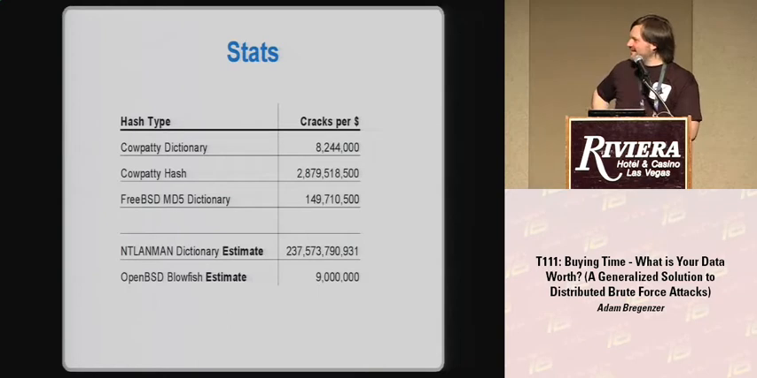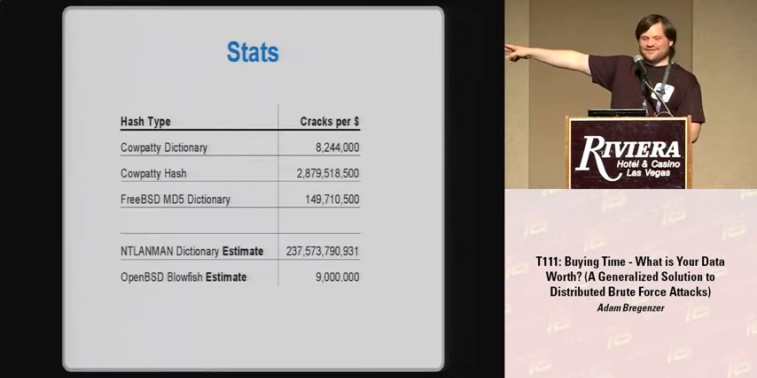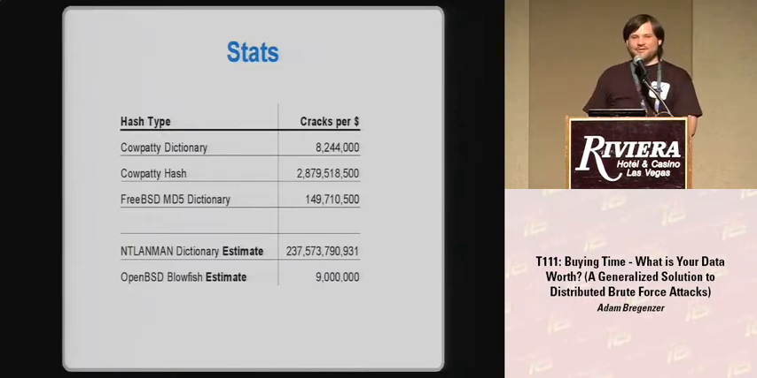If people didn't somehow already believe that LanMan was dead, I've got some numbers here that'll show you that for about a couple hundred bucks, you can get any NT LanMan password. And then with OpenBSD Blowfish, it still reigns supreme on the password hashing, coming in just a little bit faster than WPA, which is pretty slow.